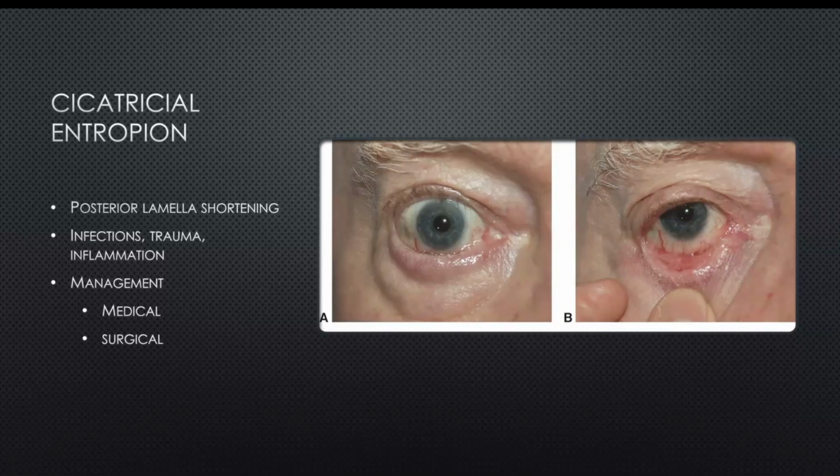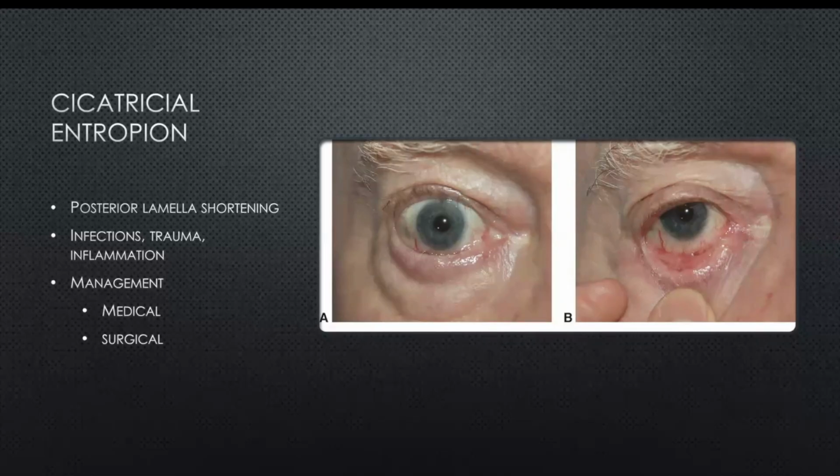So with cicatrizing entropion, it's definitely worth checking that that's not what's going on. So you're going to pull that eyelid down. You're going to see whether or not there's a lot of fornix shortening. You're going to see whether or not there's any symblepharon that you can see, or any evidence or history from the patient. Have they had previous SJS? Have they had previous trachoma? Do they know about that? Have they had trauma to the eye?